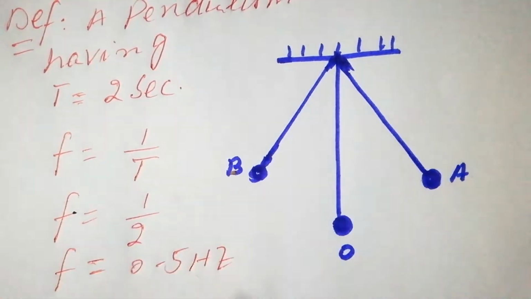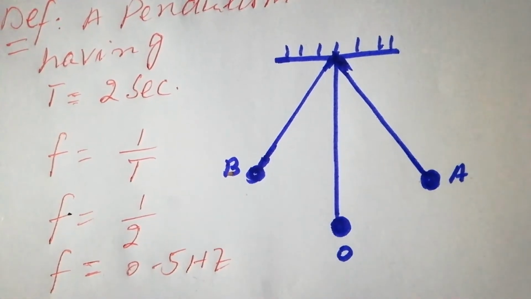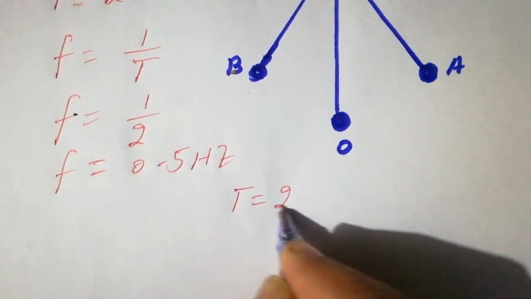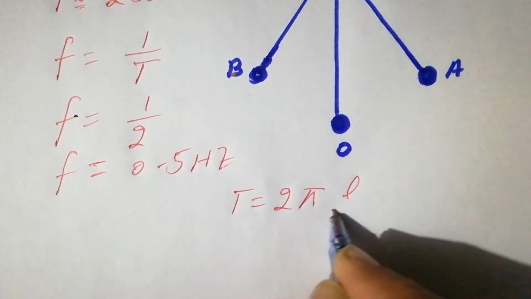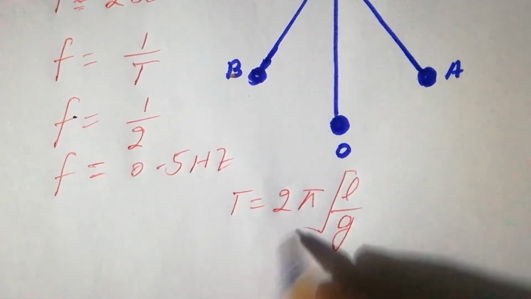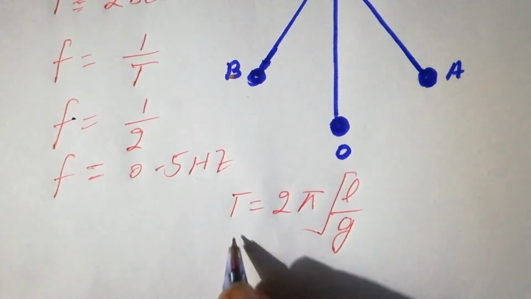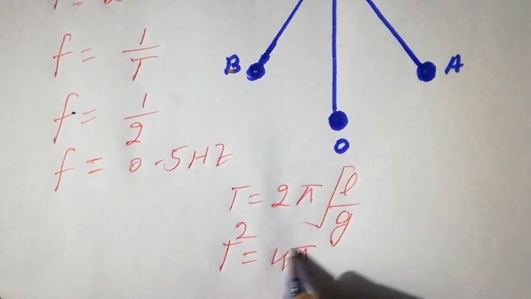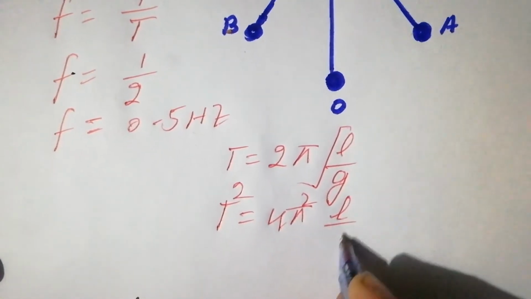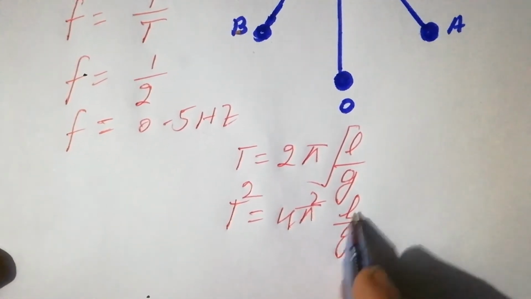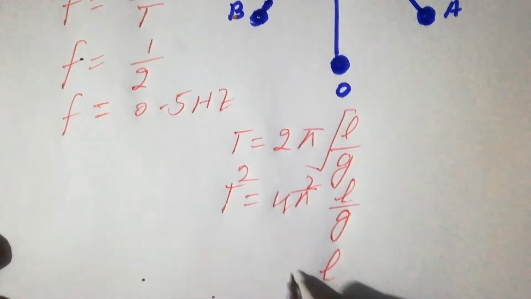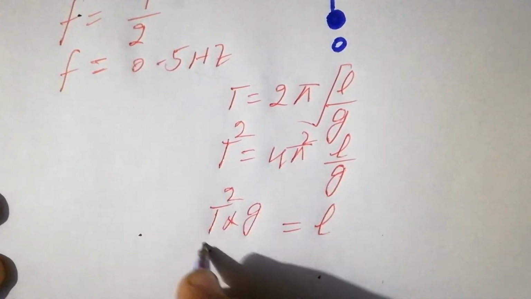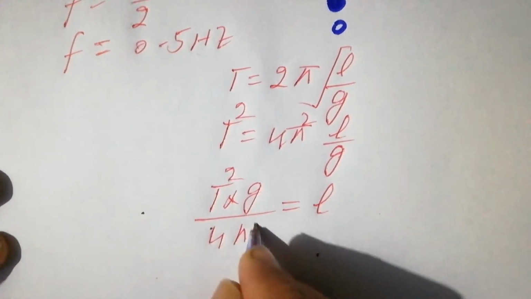And what is the length of the second pendulum, students? You will use this relation. The relation is T is equal to 2 pi square root of L over g. Taking square on both sides, T square is equal to 4 pi square L over g. And we are looking for its length, so L is equal to T square g divided by 4 pi square.